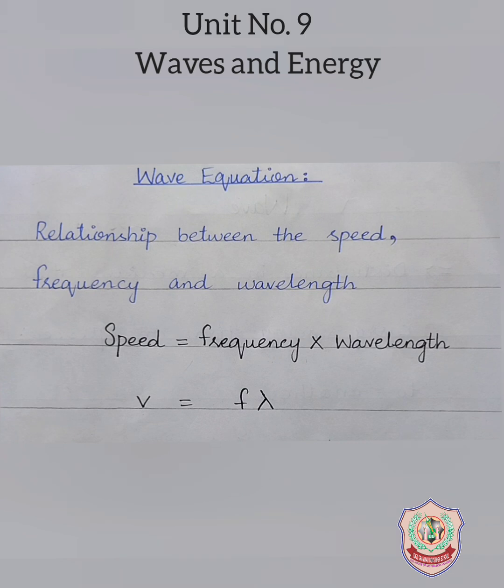Students, now I would like to conclude this topic by adding a statement that the wave equation helps us find out the speed of the wave if we are given the frequency and wavelength, or we can say that it is a relationship between 3 variables: speed, frequency and wavelength. If we are given 2 variables, we can find out the third one easily by using the equation V equals F lambda.